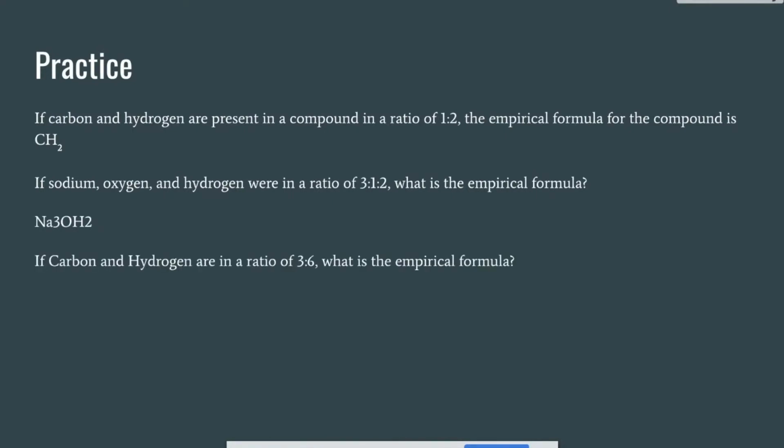This is a more tricky one. If carbon and hydrogen are in a ratio of 3 to 6, what is the empirical formula? Right again. CH2.